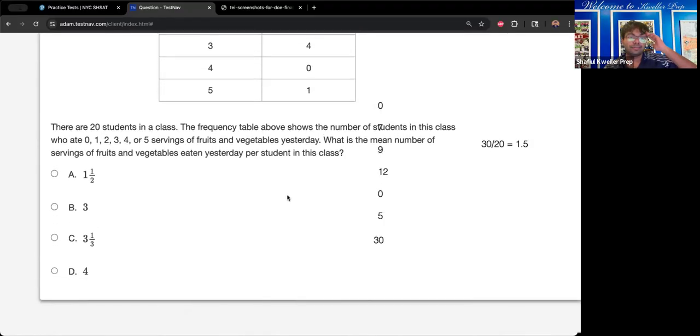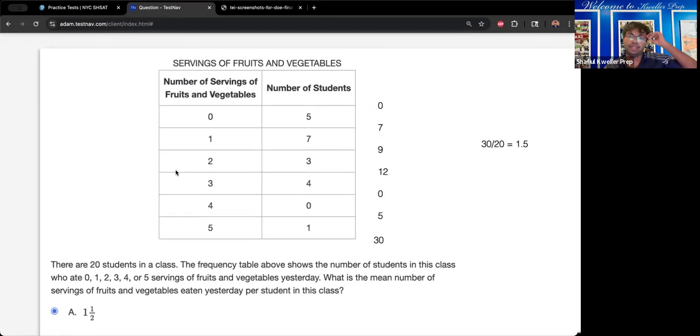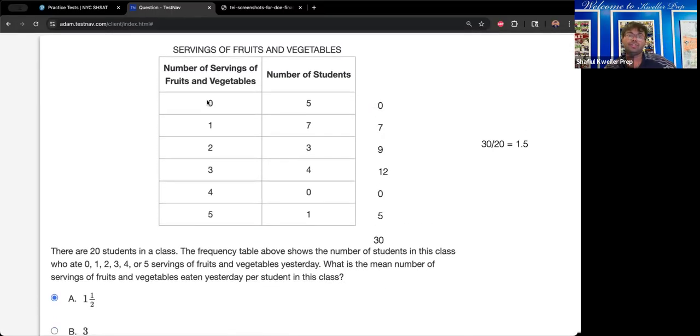So is that an answer? Oh yeah, 1.5 is just 1 1/2. So the answer is A. You got to make sure you know how to do this. You just multiply whatever quantity. This is the quantity, okay? The quantity is in blue. The number of students is in red. You multiply the quantity by the number of students. Think about it logically. If there's 3 students that have 2 servings, in total there are 6 servings.